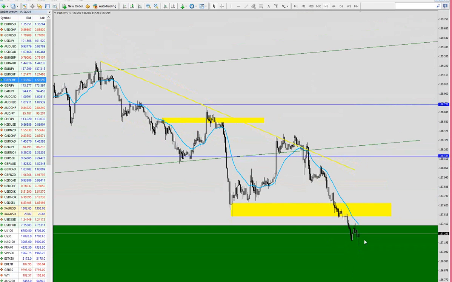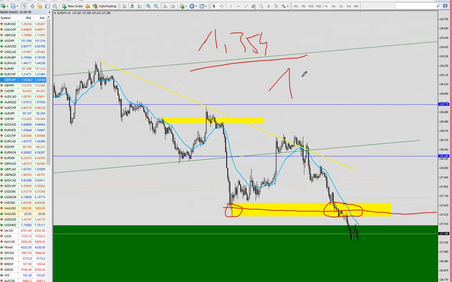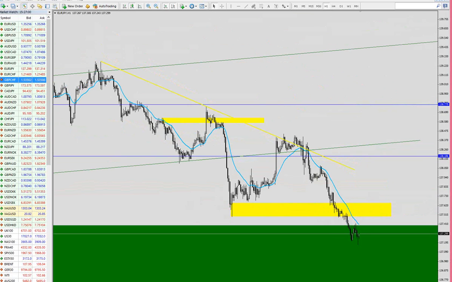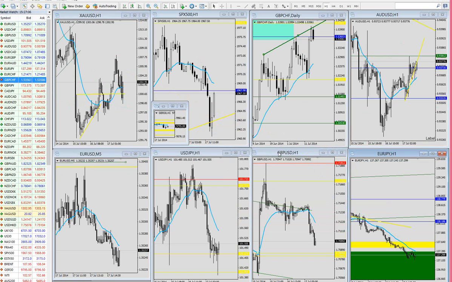Why I don't want to buy here? Because we broke through the intraday demand zone. So the nearest resistance is 137.50, and if we are going to be able on euro dollar to get back above 35.40 and on euro yen above 137.50, then I will try to go long euro JPY, right? So that's my smart plan for today.